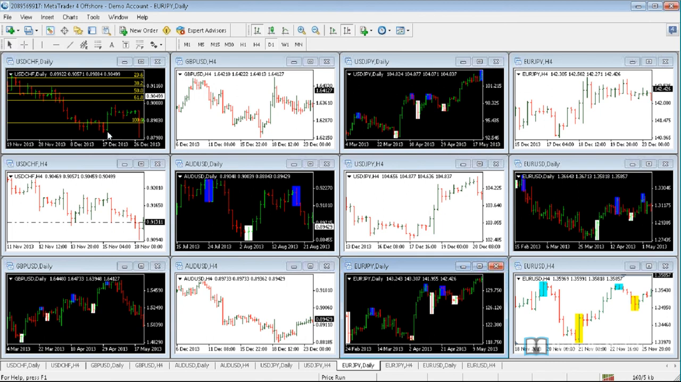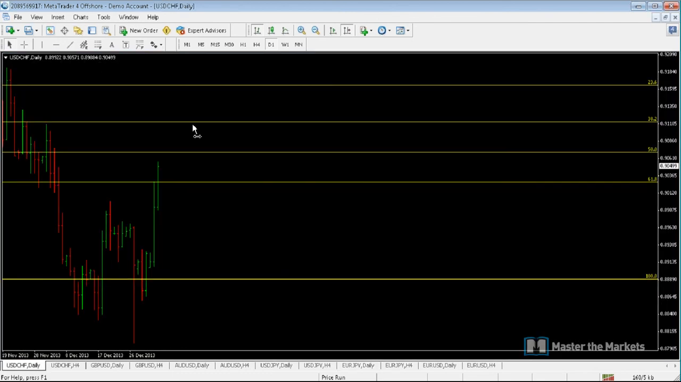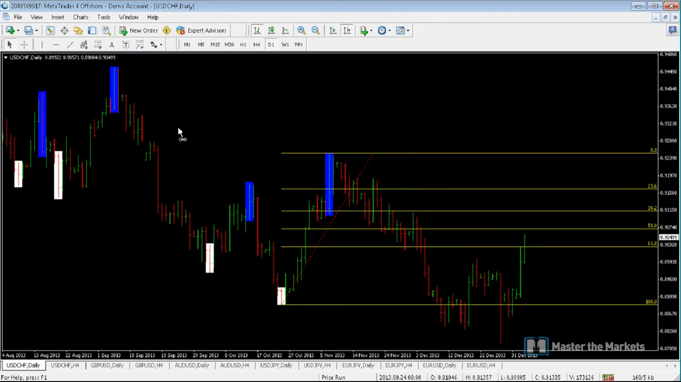Okay, so the final one to look at here on the side of the price run is the dollar Swiss. Dollar Swiss is a little bit more interesting because it has actually set up a price run opportunity. So that's what I want to look at here at the moment. So we certainly have a swing low there. We've got a swing high here.